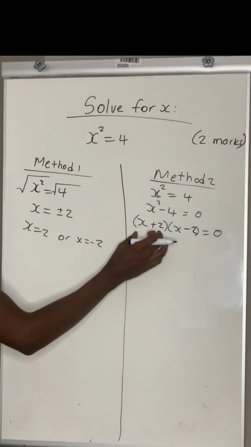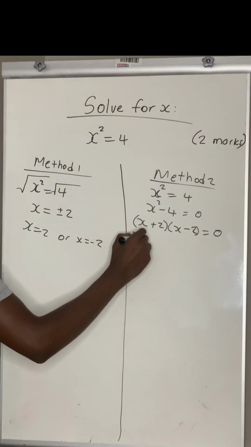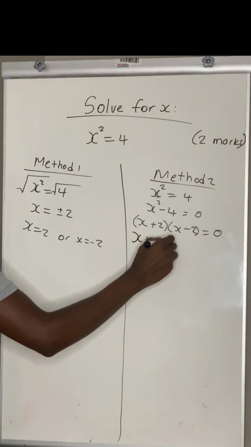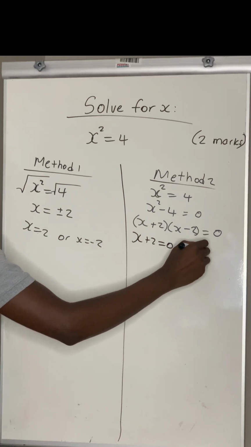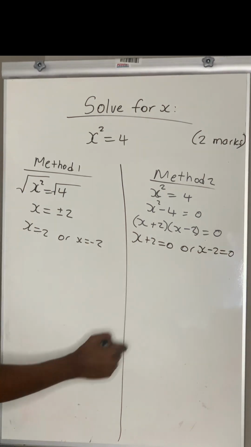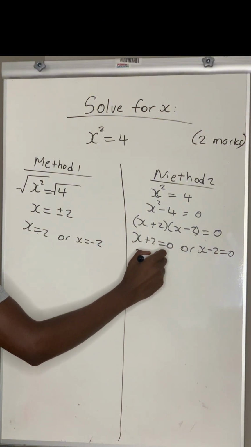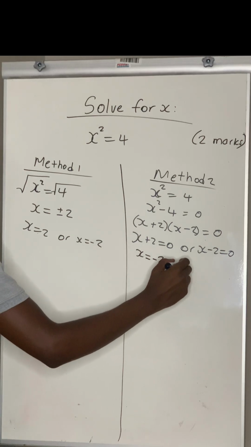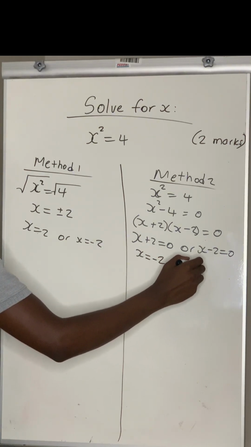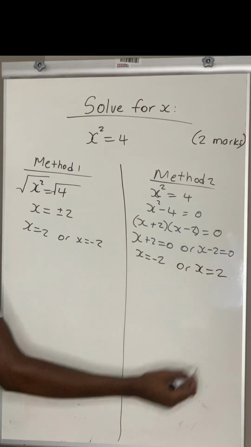Then from there you can equate both of these to 0. So x plus 2 is equal to 0, or x minus 2 is equal to 0. And then finally you say x is equal to, take this positive 2 across the equal sign, negative 2, or x is equal to positive 2.